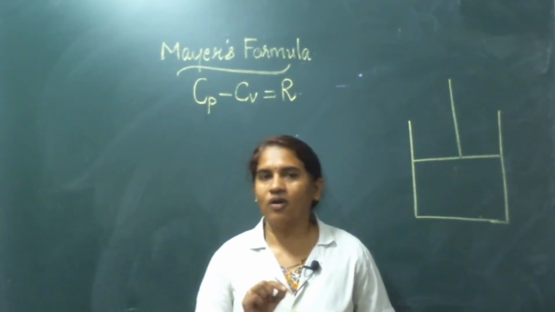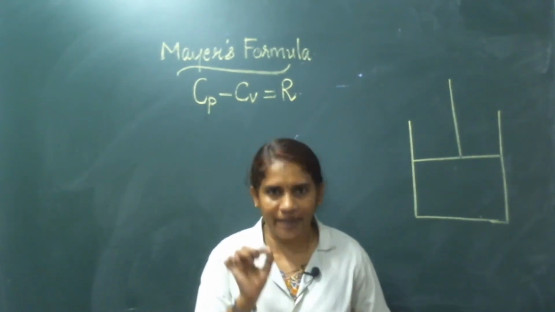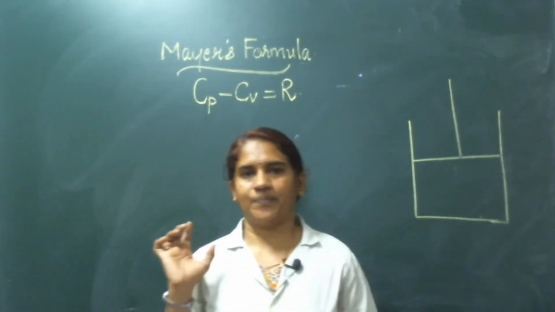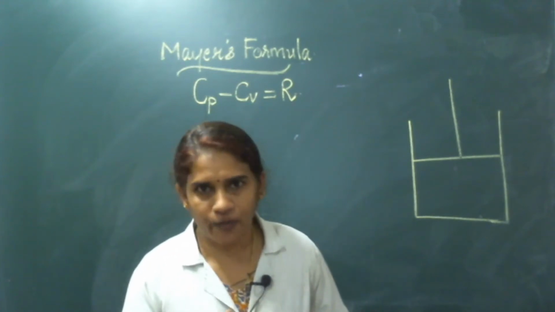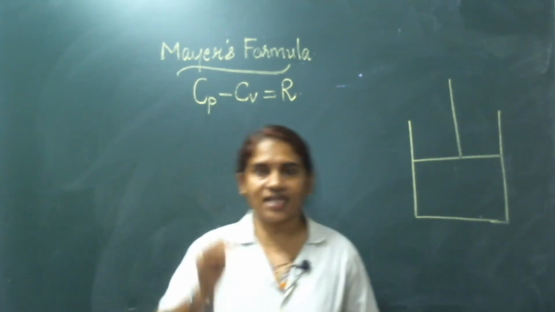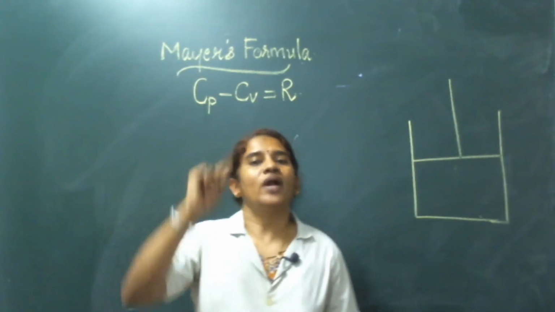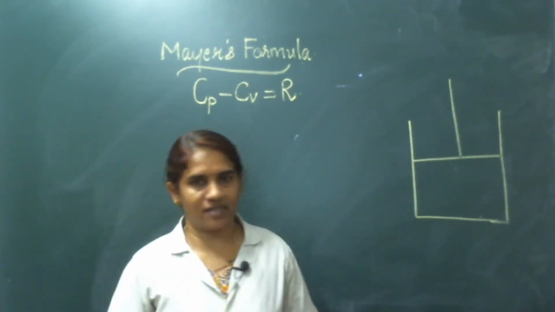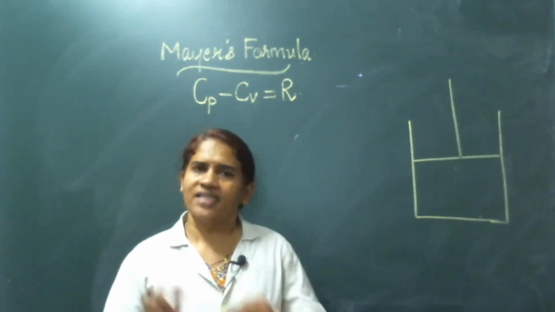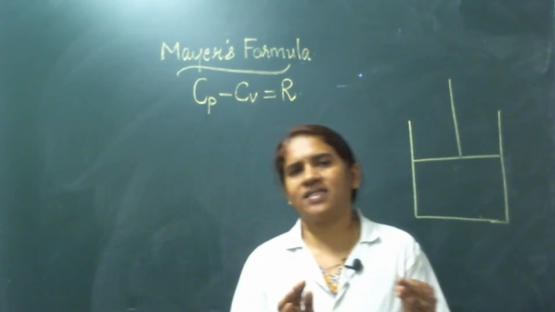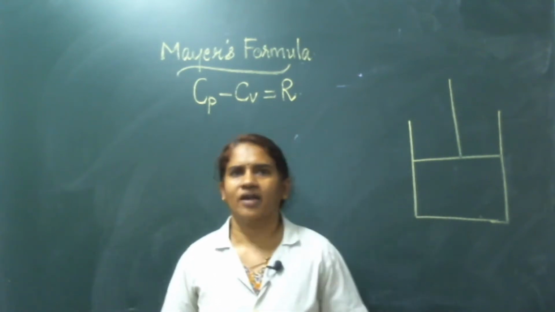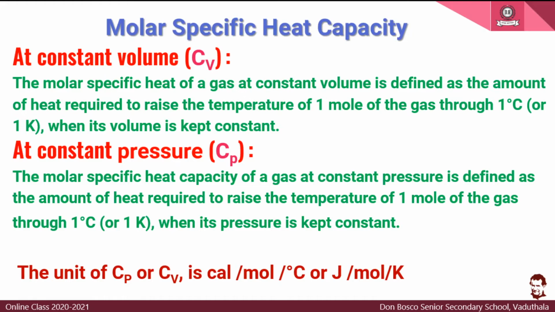Cp stands for specific heat capacity at constant pressure. Specific heat capacity, you know, is the amount of heat required to raise the temperature by 1 degree Celsius for 1 gram of substance or for 1 mole of substance. Since you have studied this specific heat capacity, just see the definition. What is molar specific heat capacity?